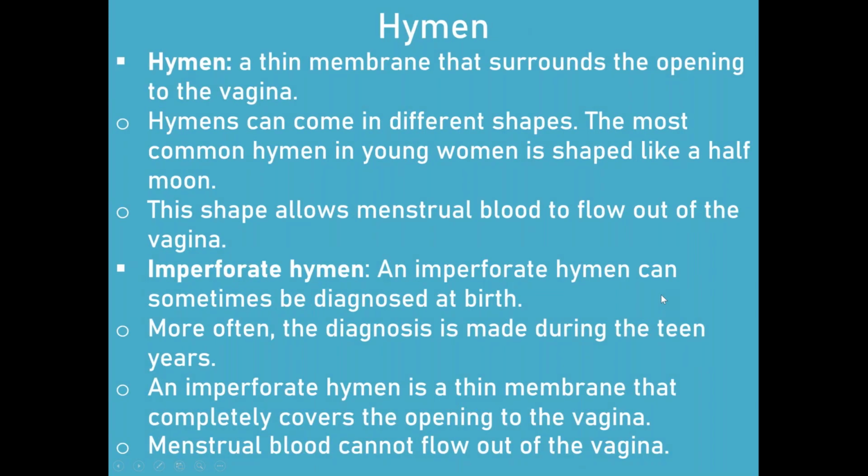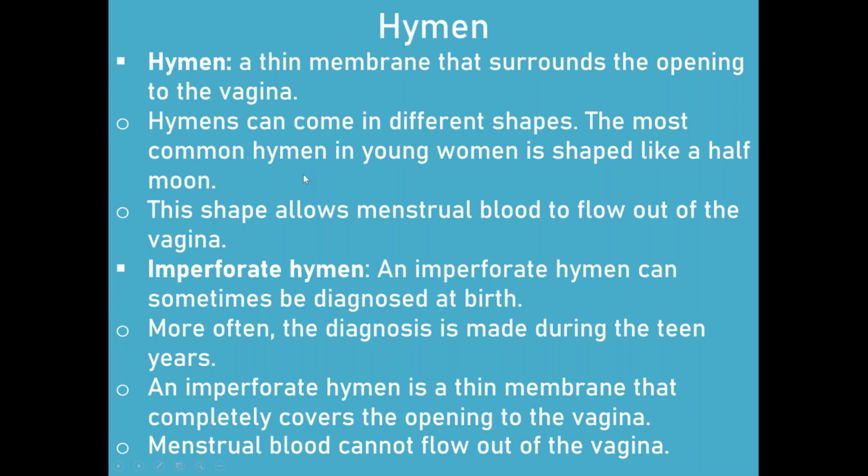So what is the hymen? The hymen is clinically important anatomy. Hymen is a thin membrane that surrounds the opening to the vagina. So it partially closes the opening to the vagina. Hymen can come in different shapes. The most common hymen in young women is shaped like a half moon. So this is the most common type of the hymen. And this shape allows menstrual blood to flow out of the vagina. So this is the importance of the hymen.